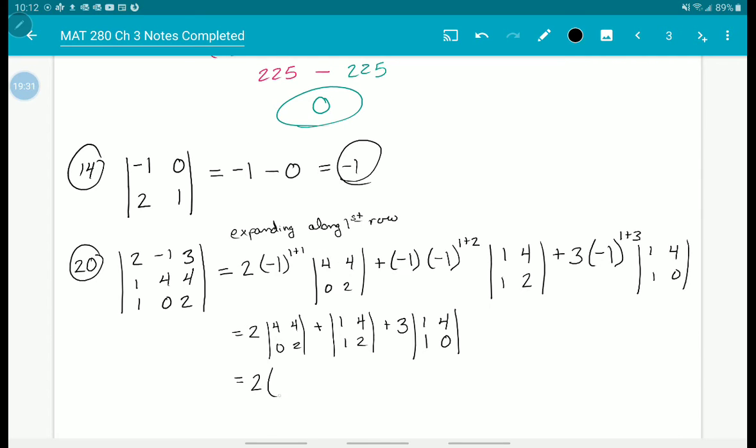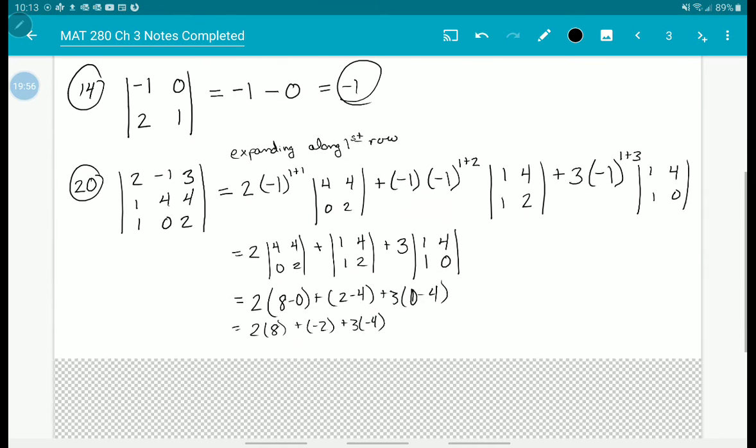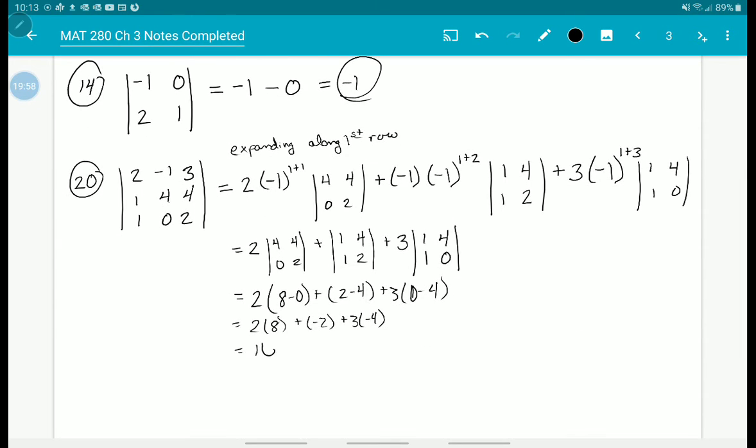Simplify. So this is 8 minus 0. 2 minus 4. 1 minus 4. Just kidding. 0 minus 4. So this is 2 times 8 plus -2 plus 3 times -4. Order of operations. So 16 minus 2 minus 12 is a positive 2.